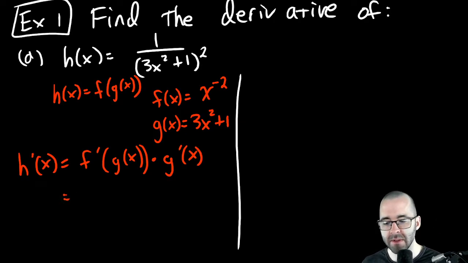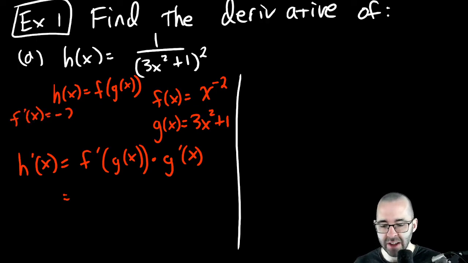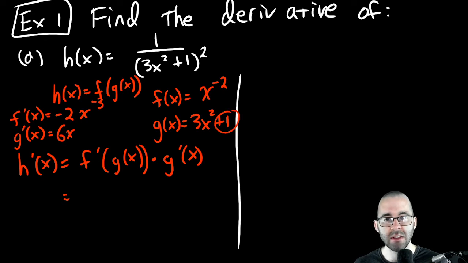Well, what's f prime? Oh, we should probably have written that down somewhere. f prime of x uses the power rule: bring the power down and subtract 1 from the exponent. And g prime, power rule again, is 6x. Remember, the derivative of a constant is 0.